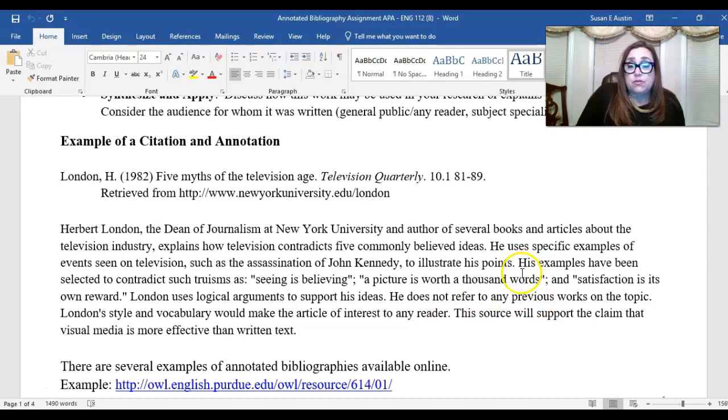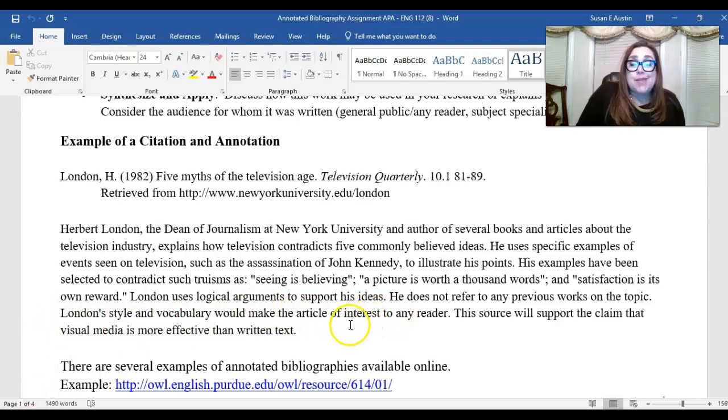So the student writes, his examples have been selected to contradict such truisms as seeing is believing, a picture is worth 1,000 words, and satisfaction is its own reward. London uses logical arguments to support his ideas. He does not refer to any previous work on the topic. And then it goes on, London's style and vocabulary would make the article of interest to any reader.